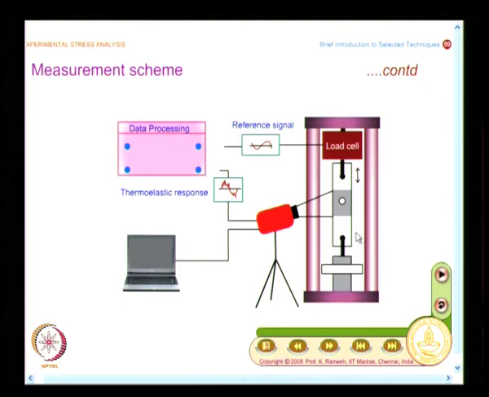The essence here is I have a specimen, the region of interest is painted black, and this arrow shows that I am applying a cyclical loading. I do up and down, I do a cyclical loading. So, the model is subject to cyclical loading, and this event is recorded by a thermoelastic camera.